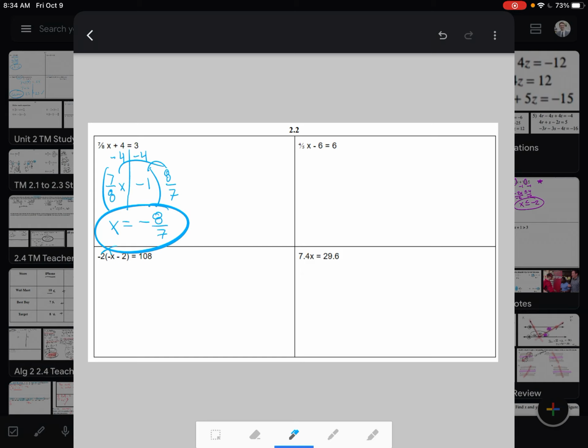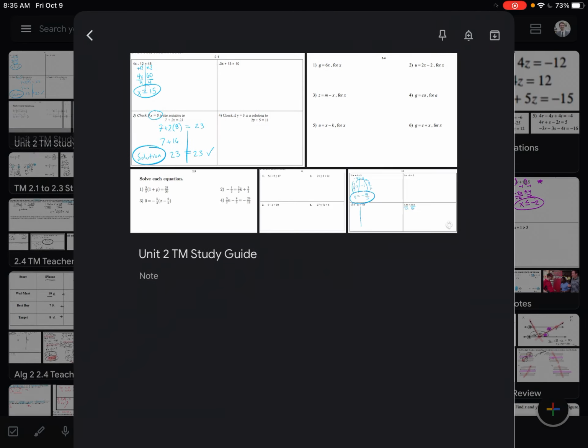Otherwise, for the distributive property, multiply each term carefully. Don't forget about negatives, and then go through and solve as you normally would. And then for decimals, again, the same steps, just a reminder to be very careful with those decimal signs, either when you're plugging them into the calculator or doing the arithmetic yourself.